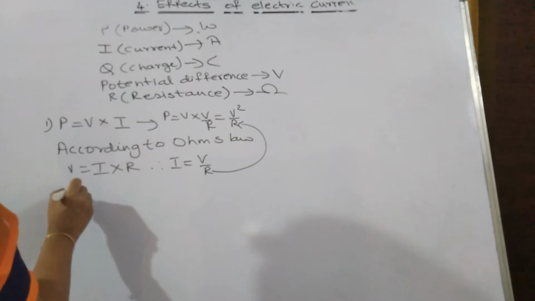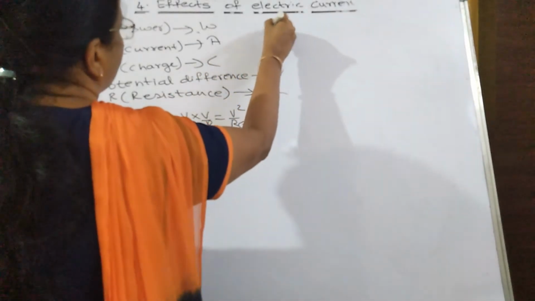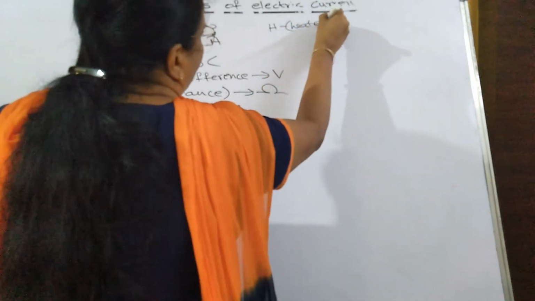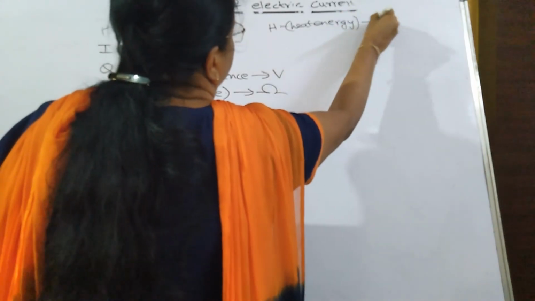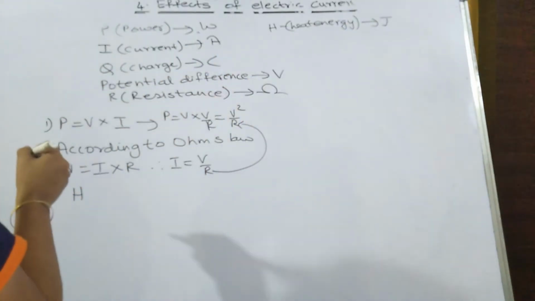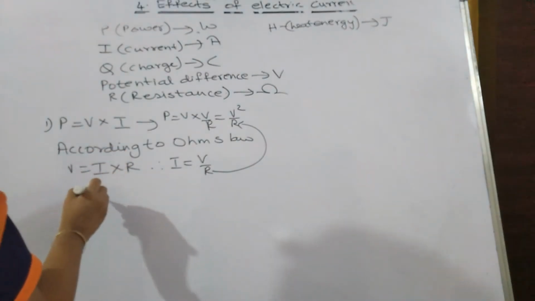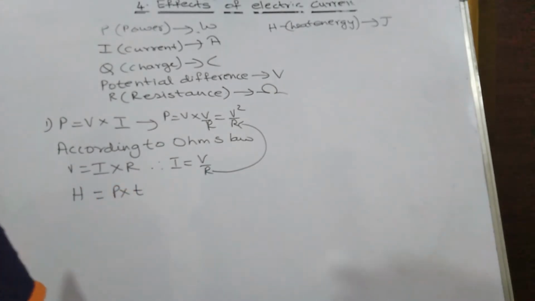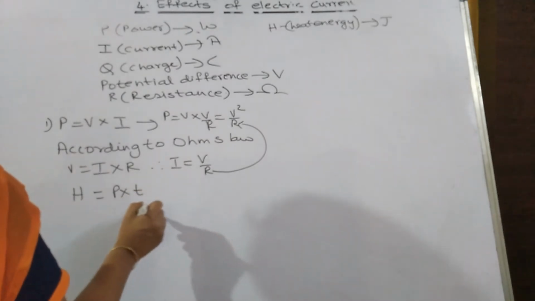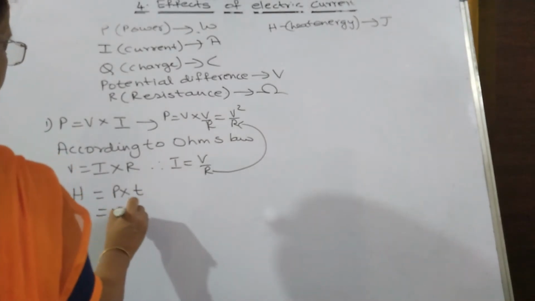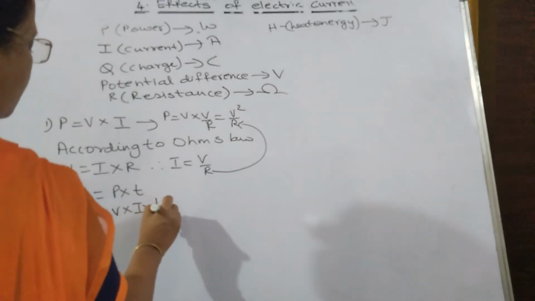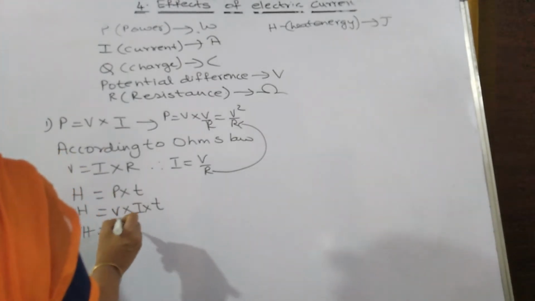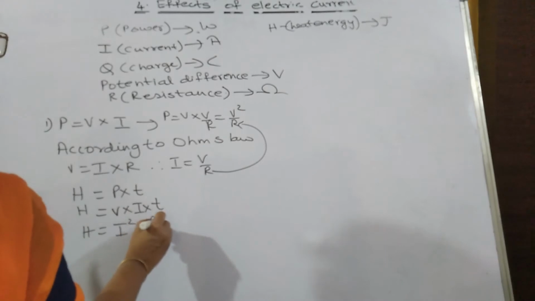Now next one, heat energy, that is H. H is heat energy, and the unit of heat energy is Joules. H is equal to P into T, where T is time in seconds. And one more formula of H is V into I into T. Another formula of heat energy is I square into R into T.